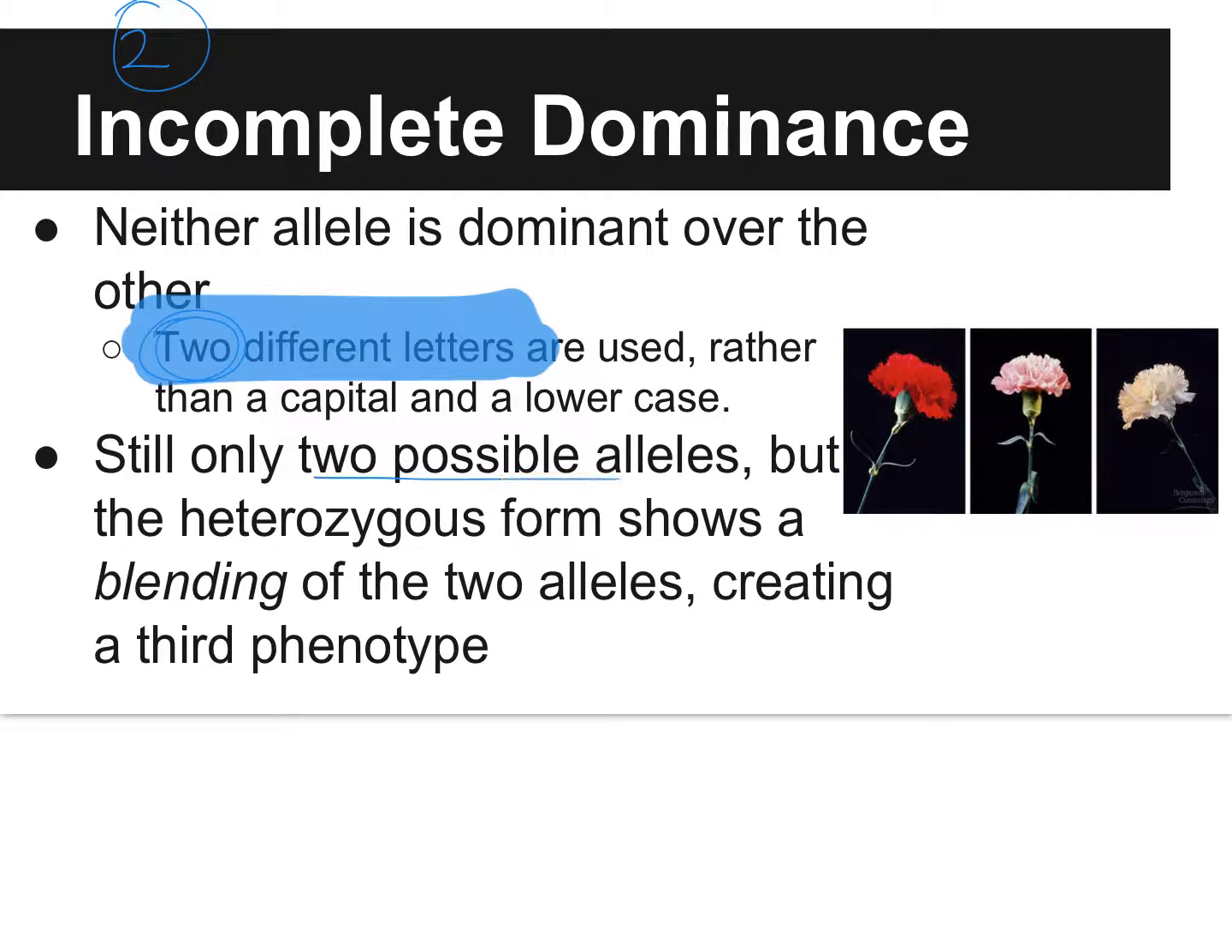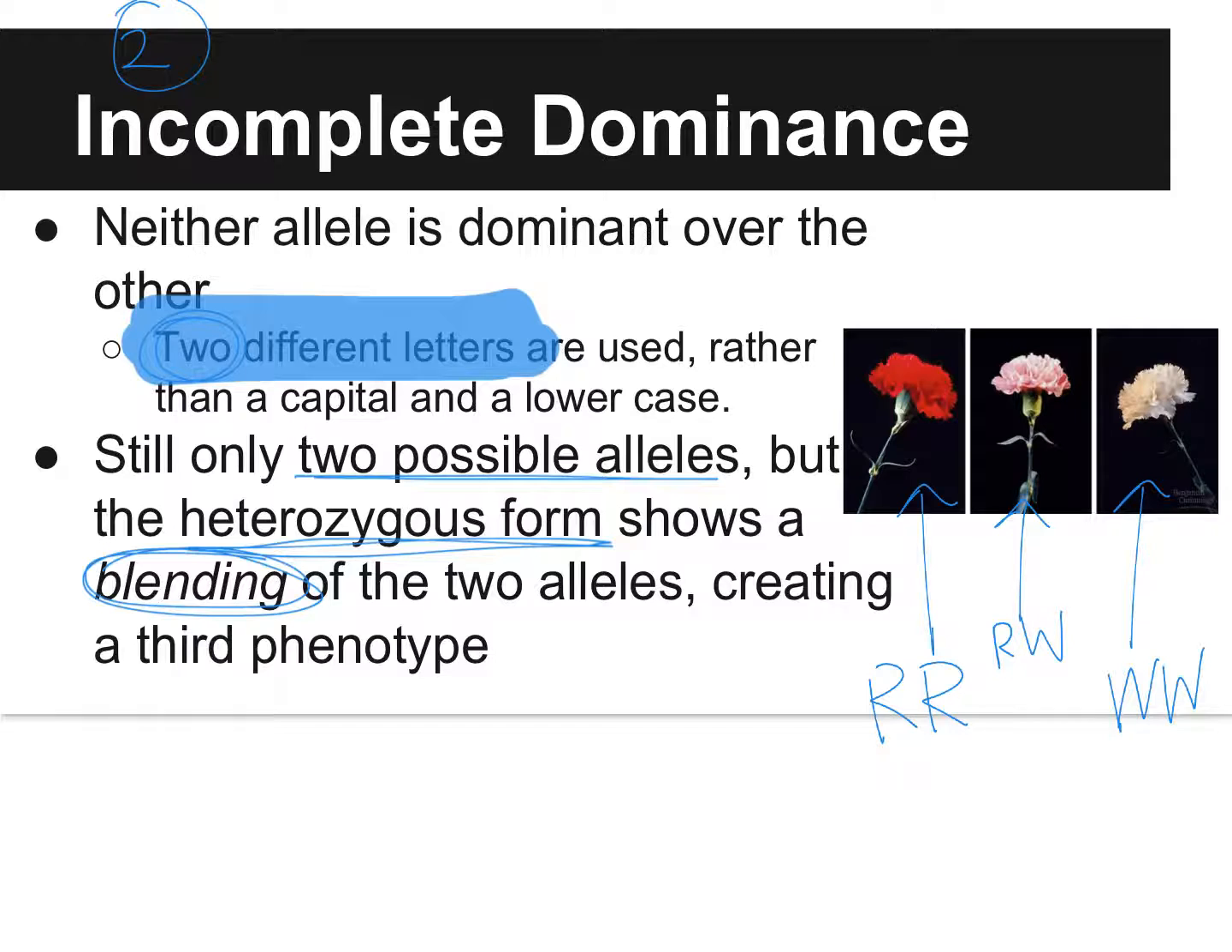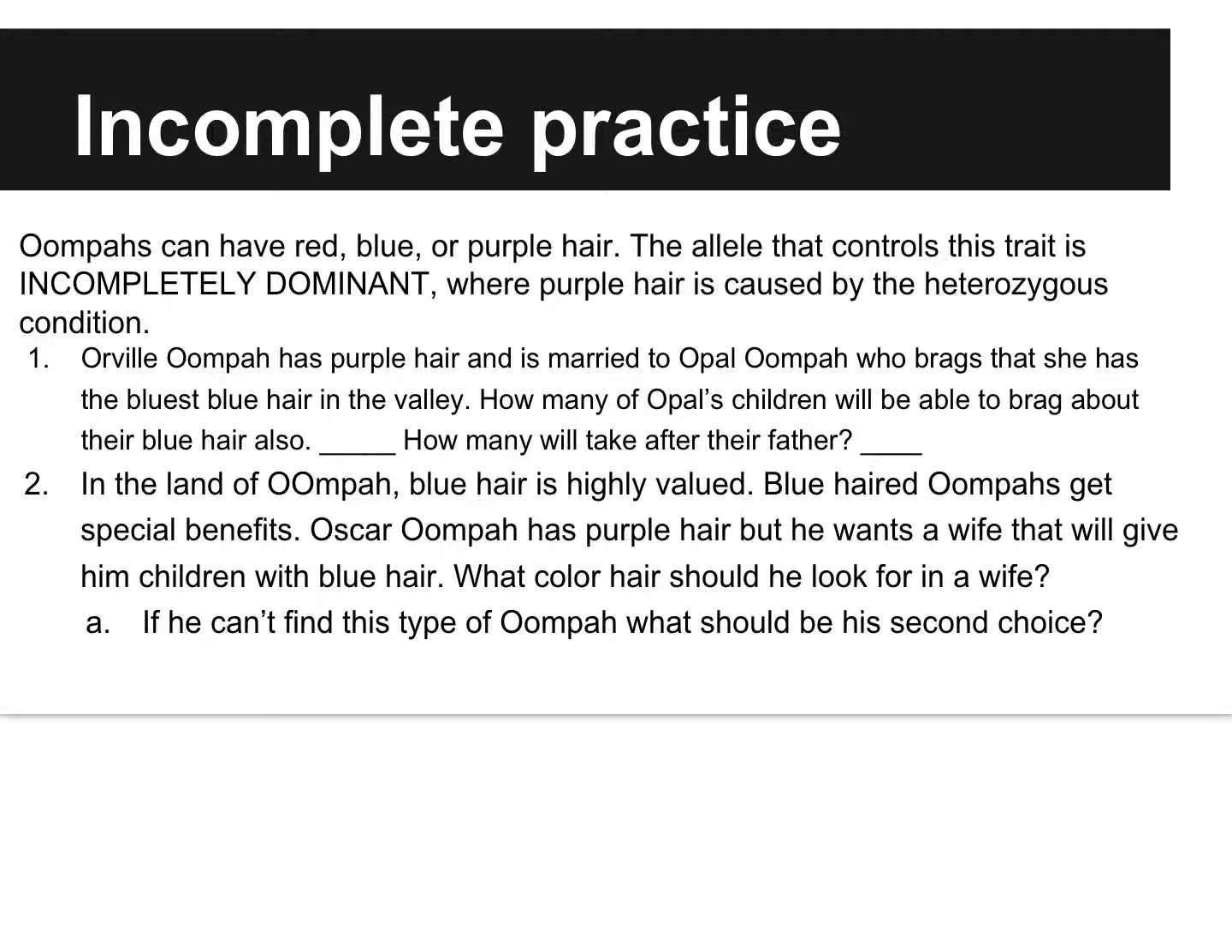We only have 2 possible alleles, but the heterozygous form blends them. What that means is that this one and this one have different alleles. So we have red and we have white. And this one is a heterozygous of red-white, which makes pink. Okay, so that is going to just be a blend of those two. And we have two different letters. All right, so here is some practice that you can do. Again, pause it. I'm going to make sure you attempted it, and the answers will come up in a second.